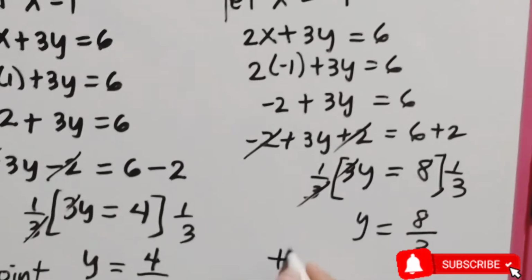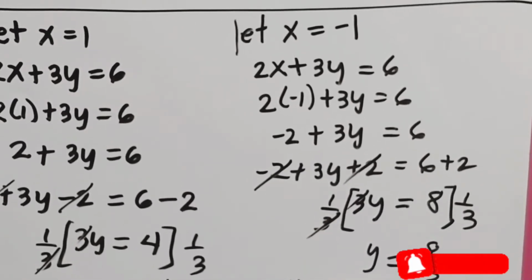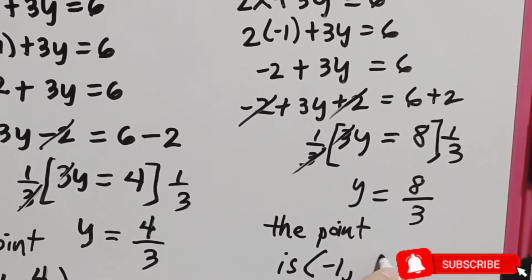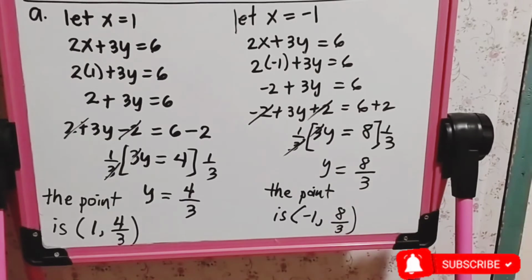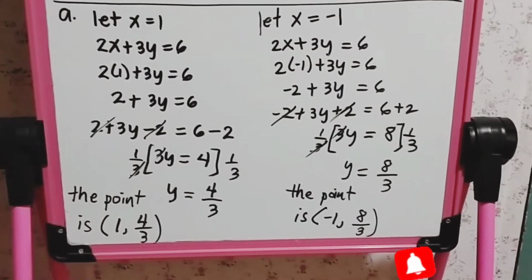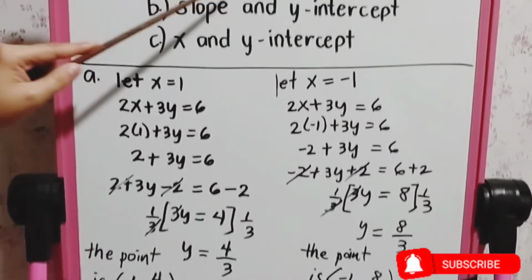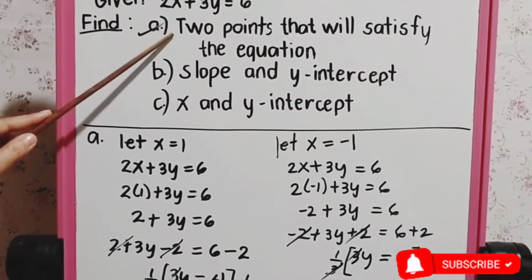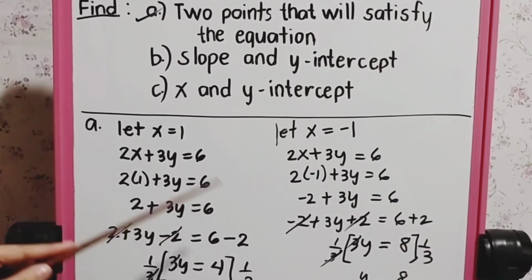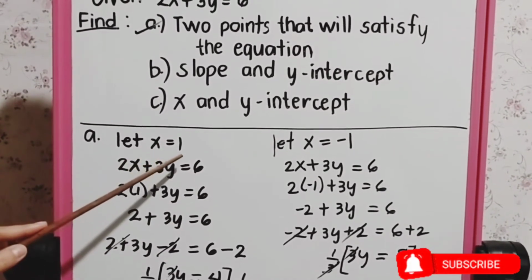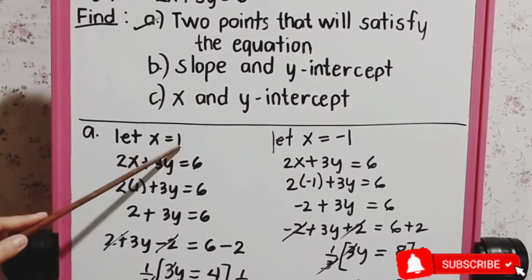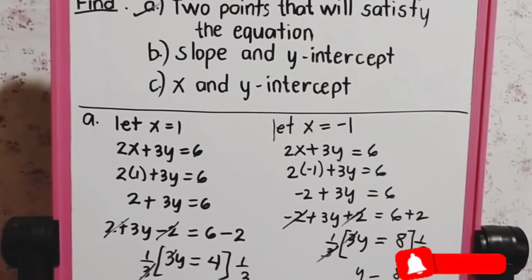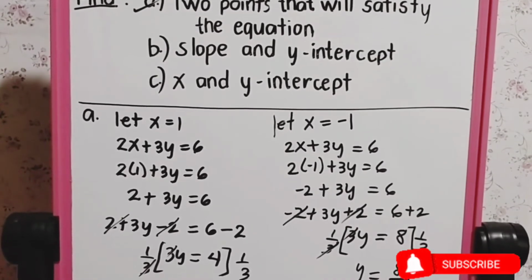So the point is, x is negative 1, y is 8 over 3. So we have determined 2 points that will satisfy the equation. If you want to find another point that will satisfy the equation, you can assign or let any value to be your x. Pwedeng if x is 0, if x is 2, tapos isa-substitute mo lang siya sa equation para makakuha ka ng value ng y. Okay? So, that's it.